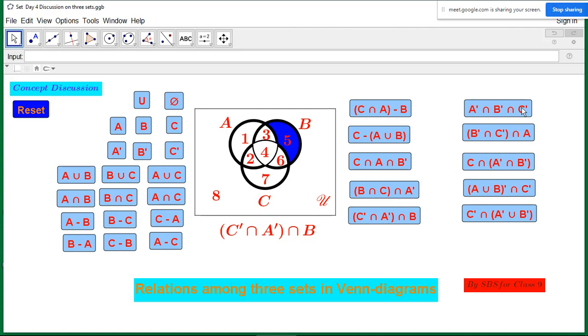Dear student, can you post the answer in the chat box? A complement intersection B complement intersection C complement. I couldn't see the answer. A complement intersection B complement intersection C complement.